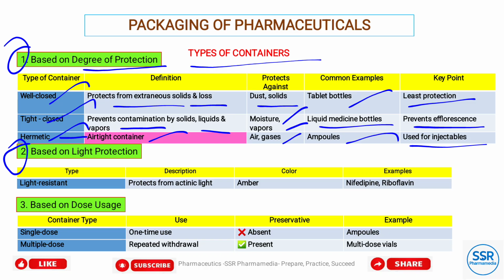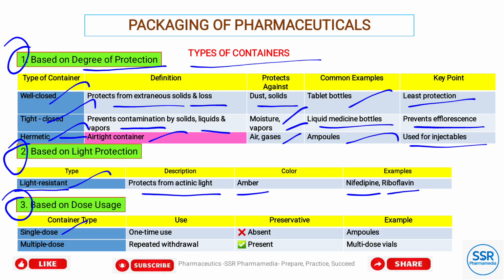And the second type is based on light protection. So light protection is a light resistant container. It protects from actinic light, that means all light is stopped from entering the container. Mainly it's amber colored. Amber colored containers are also called light resistant containers. For example, nifedipine and riboflavin are packed in amber colored containers or strips in order to protect them from light. And next is based on dosage forms.